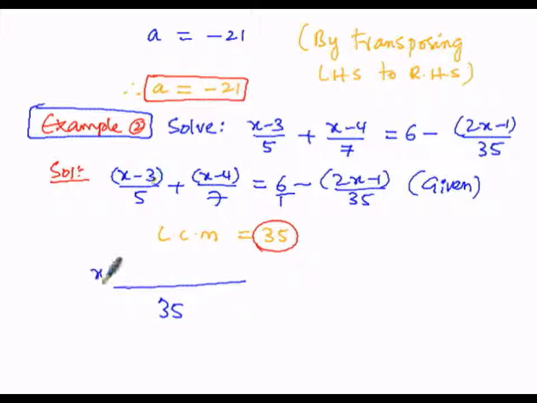The numerator x minus 3 I have written as it is, then multiplied by 5, since the denominator of the first fraction is 5, and 5 sevens are 35, which is the LCM. Plus the numerator of the second fraction, x minus 4, written as it is, into 7, since the denominator of the second fraction is 7, and 7 fives are 35, which is the LCM.